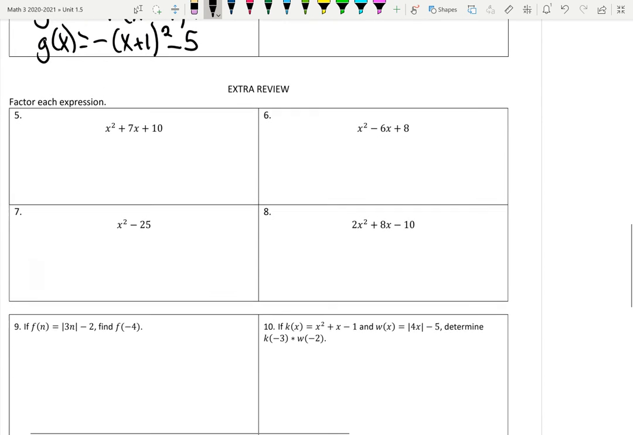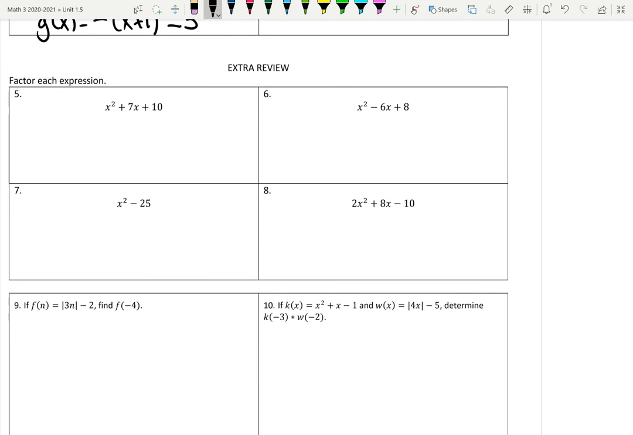All right, some review. Factoring. Let's go ahead and set up our area model. Factoring never is going to go away. Don't let yourself get rusty upon it.